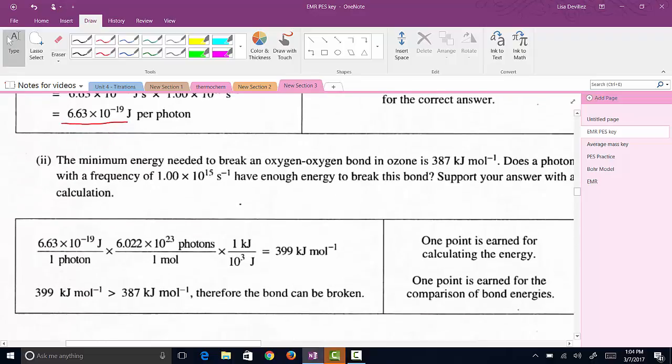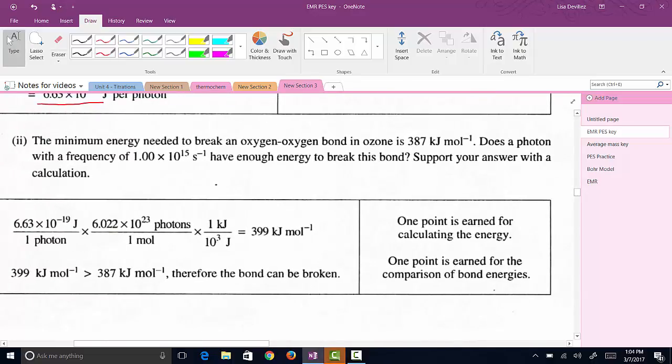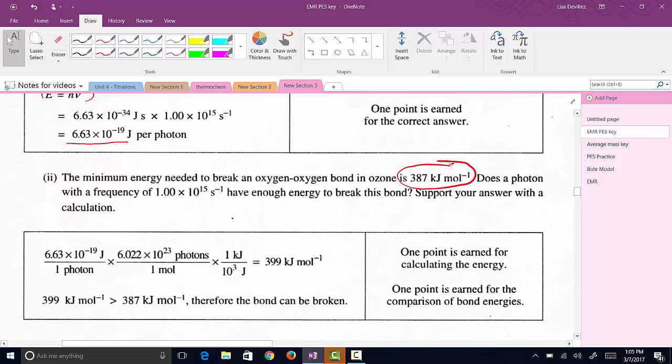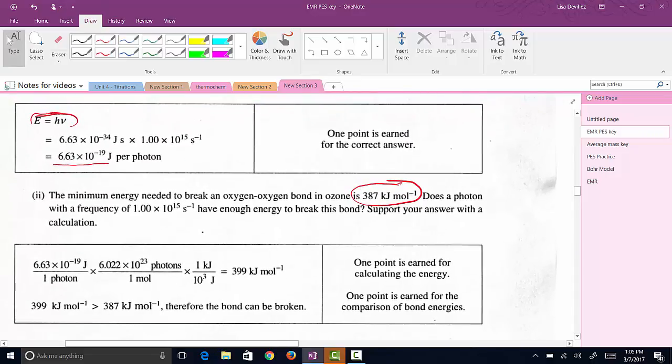Then for the second part here, the key thing was that it was giving us an energy in kilojoules per mole. And then it wanted us to compare that to the energy from part 1. And the unit on part 1 was joules per photon. Oh, I see what's happening. It's like my pen isn't working. There we go. It's because that's in joules per photon.